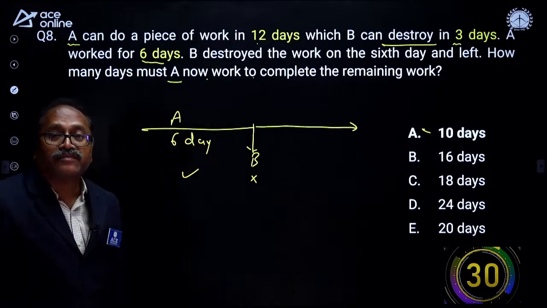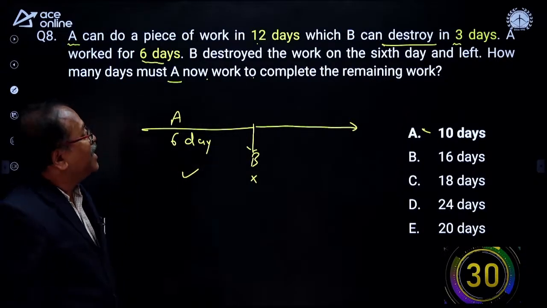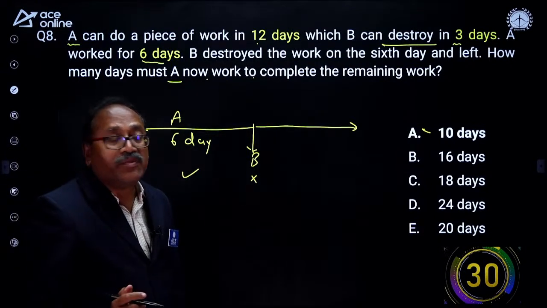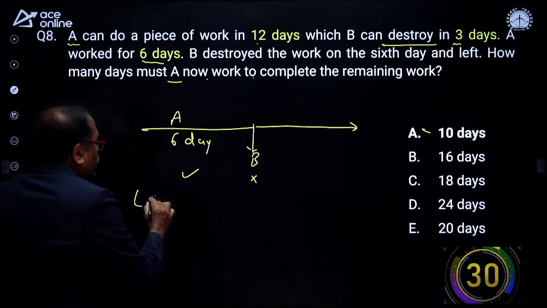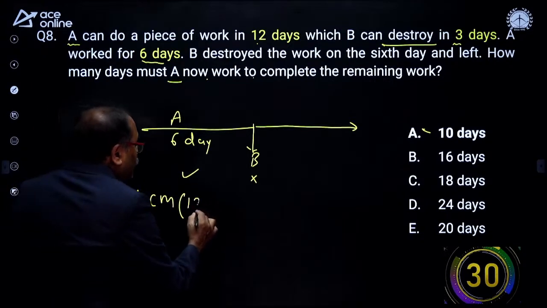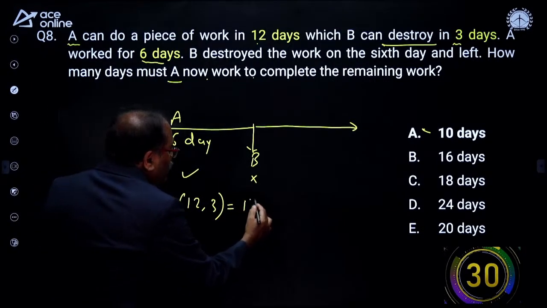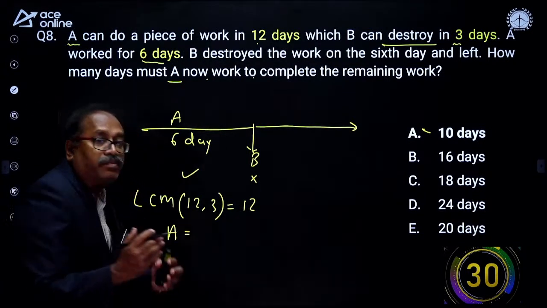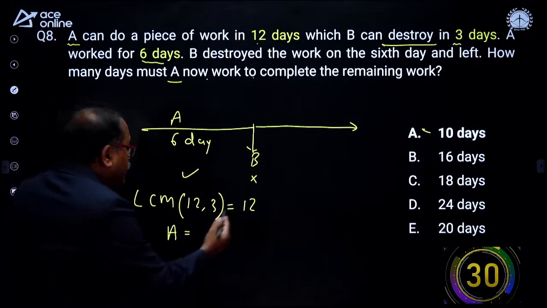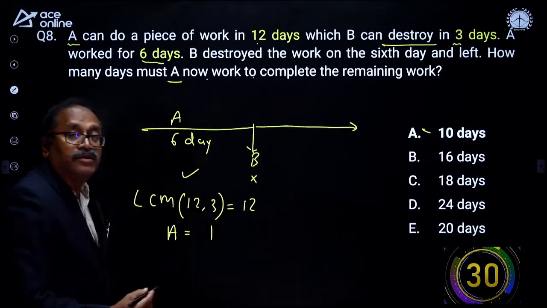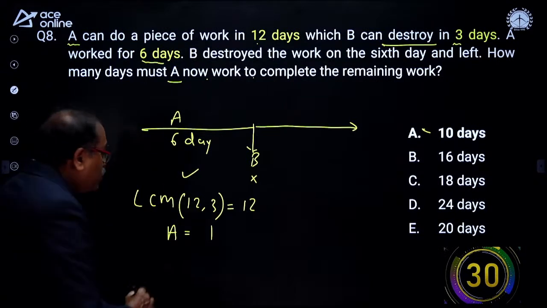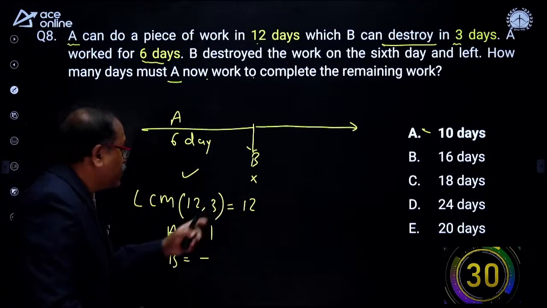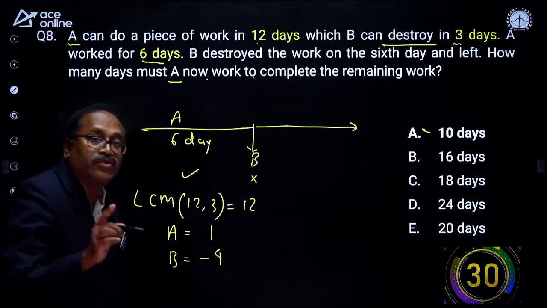Remaining work. You can do it. I am sure you can do it. What we do? The general approach, LCM approach. What is the LCM of 12 and 3? Everyone knows that is 12. Then A can build up how many units per day? 12 divided by 12, 1 unit. B can destroy how many units per day? B is the negative work, so minus. 12 divided by 3, he destroyed 4 units.